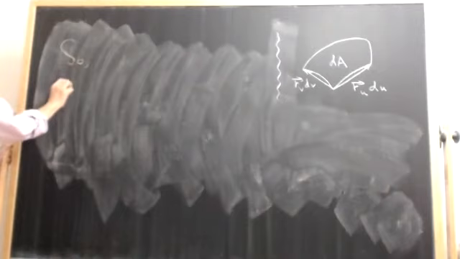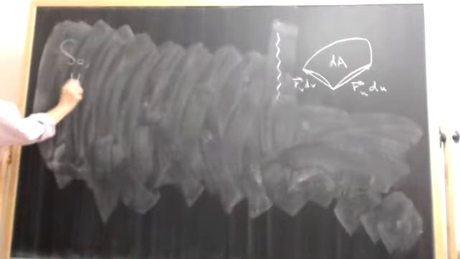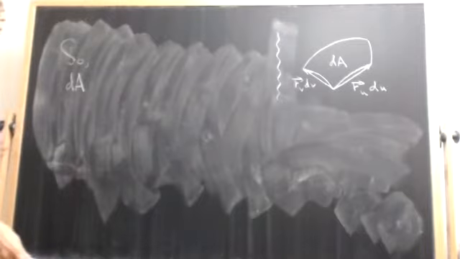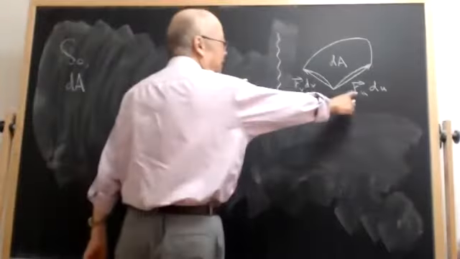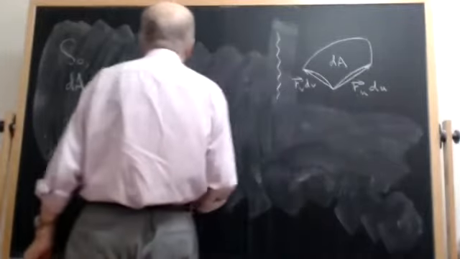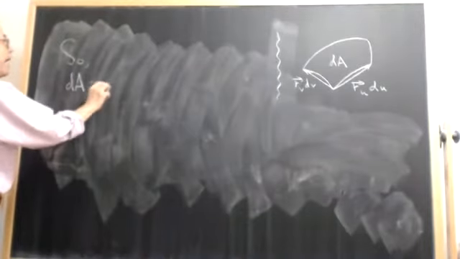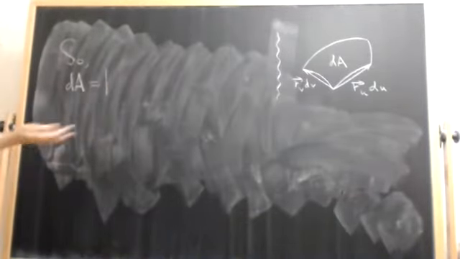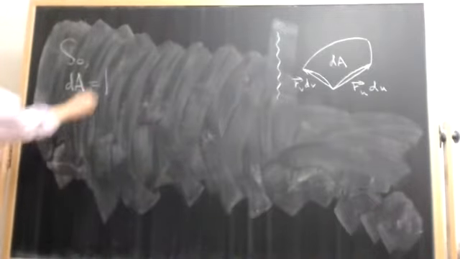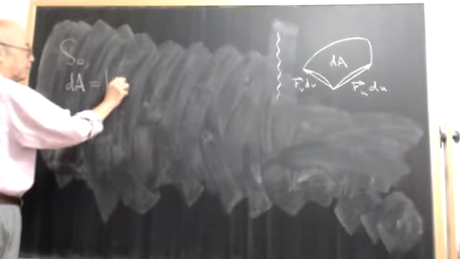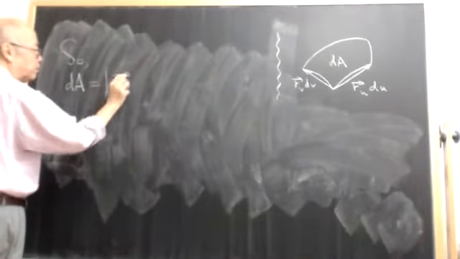Okay, so what is dA? Then dA is going to be the cross product of this vector with this vector. Actually, the absolute value, because it has to be positive, or the length of the cross product.